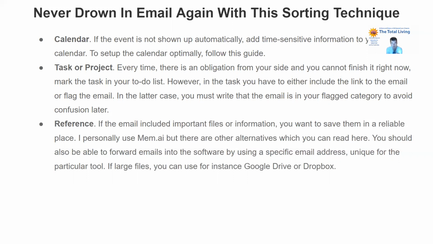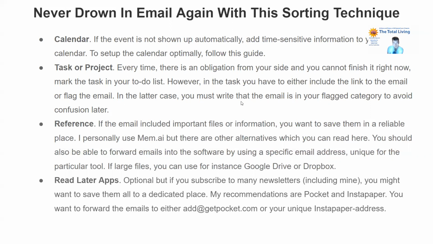So now we covered calendar, task, and reference. The fourth one is actually optional, read later apps. But if you subscribe to many newsletters, including mine, which you'll find on my website, you might want to save them all to a dedicated place. My recommendations are Pocket and Instapaper. You want to forward the emails to either add@getpocket.com or your unique Instapaper address.